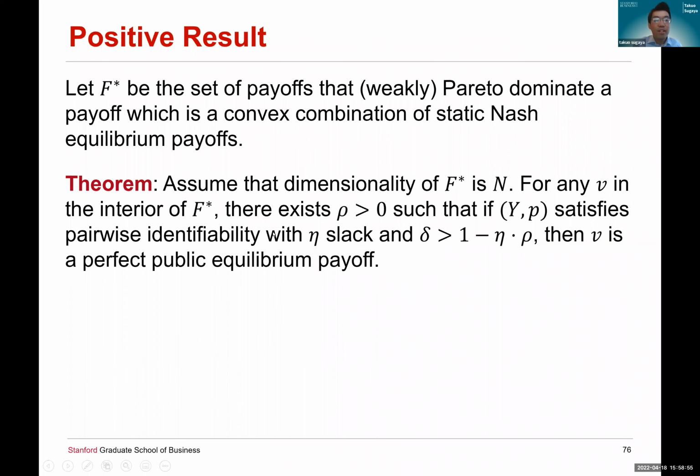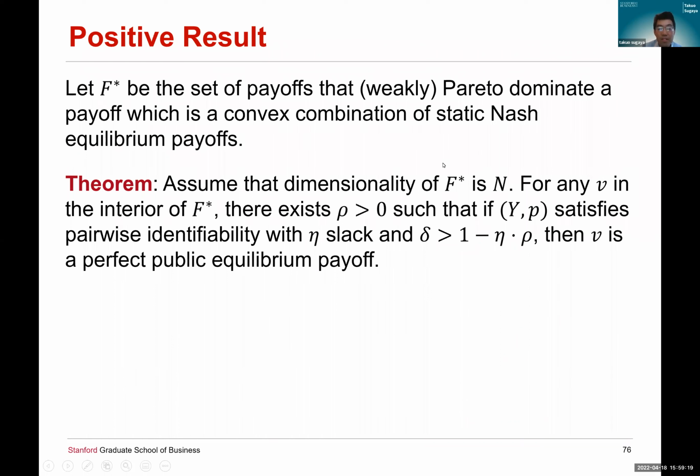So putting everything together, let F star be the set of payoffs that weakly dominates a payoff which is a convex combination of a static Nash equilibrium. Since we only look at identifiability of the pure actions, we are not looking at the mixed strategies. So we consider the Nash set folk theorem.